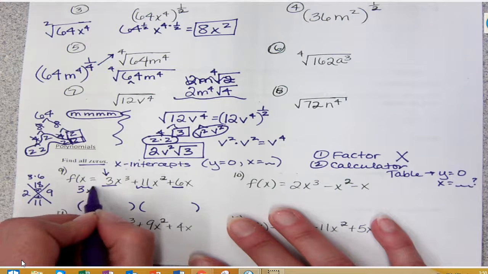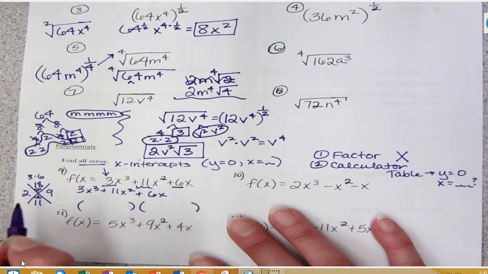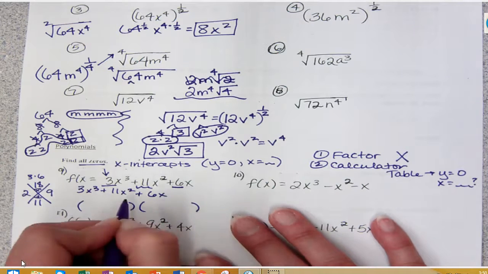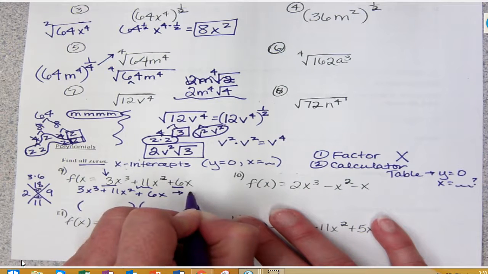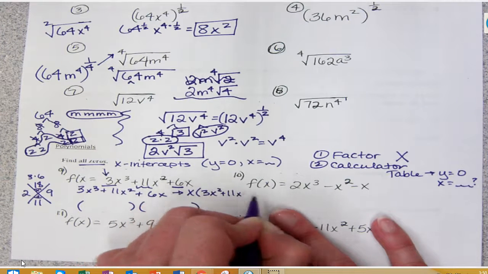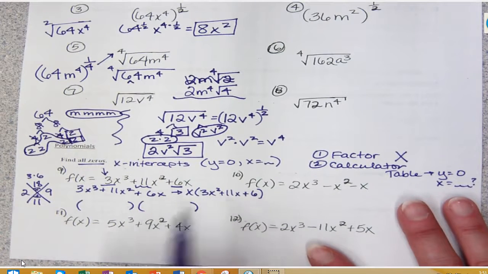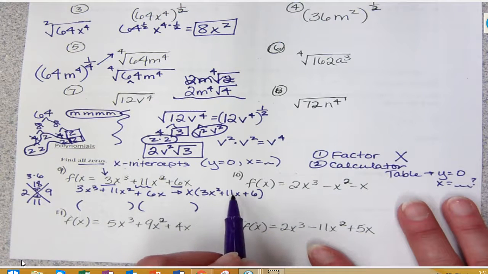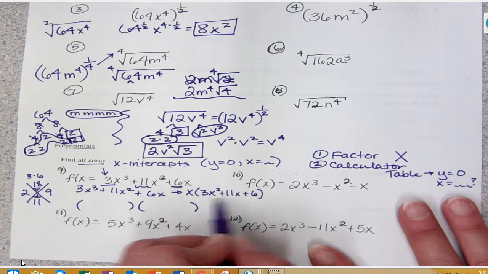3x cubed plus 11x squared plus 6x, right there I'm going to notice I can factor out an x because each of these terms have an x in it. So that can factor out into, I'm running out of space, x times 3x squared plus 11x plus 6. Do you see how I do that? I'm factoring out an x from each of those. Now, the numbers haven't changed, so I know I'm going to have a 2 and a 9 as my factors.